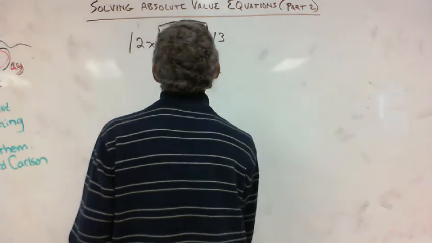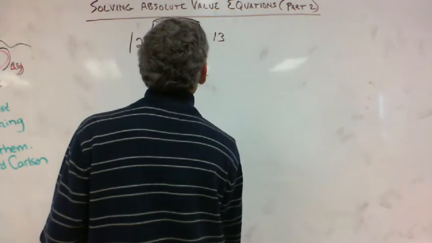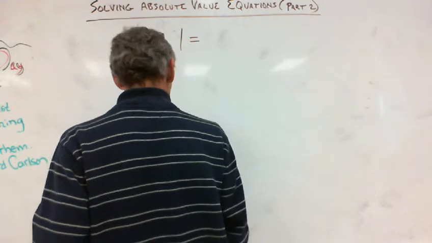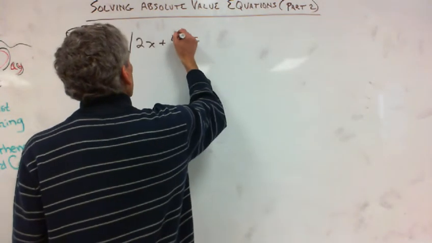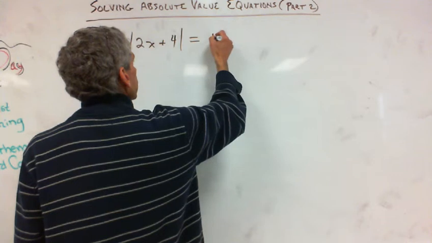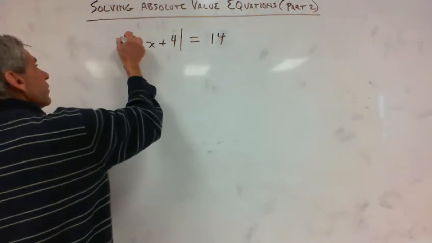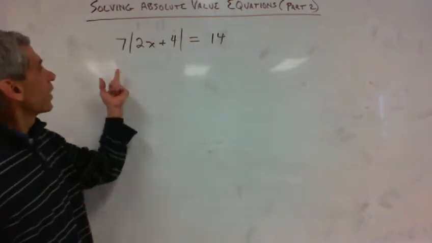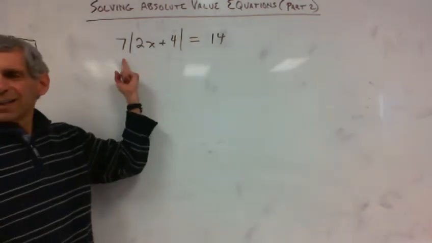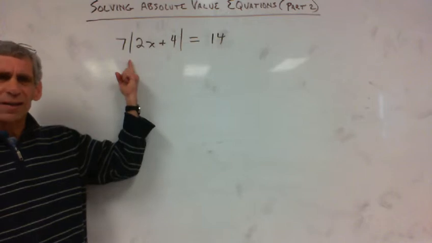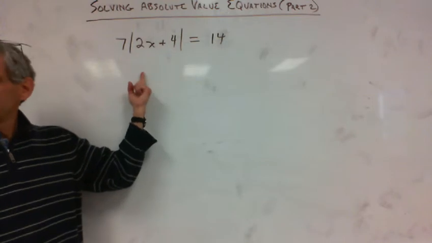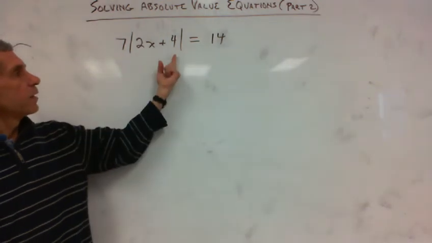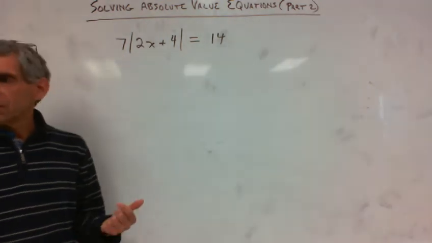Now what if I changed this? Let me just write a new problem. Okay, 2x plus 4, and we'll make this 14, and I'm going to put a 7 here. So suddenly we've got a new problem. The 7 is right next to the absolute value signs, right? So that's a little confusing. We've not seen that before, I don't think. And then equals 14.